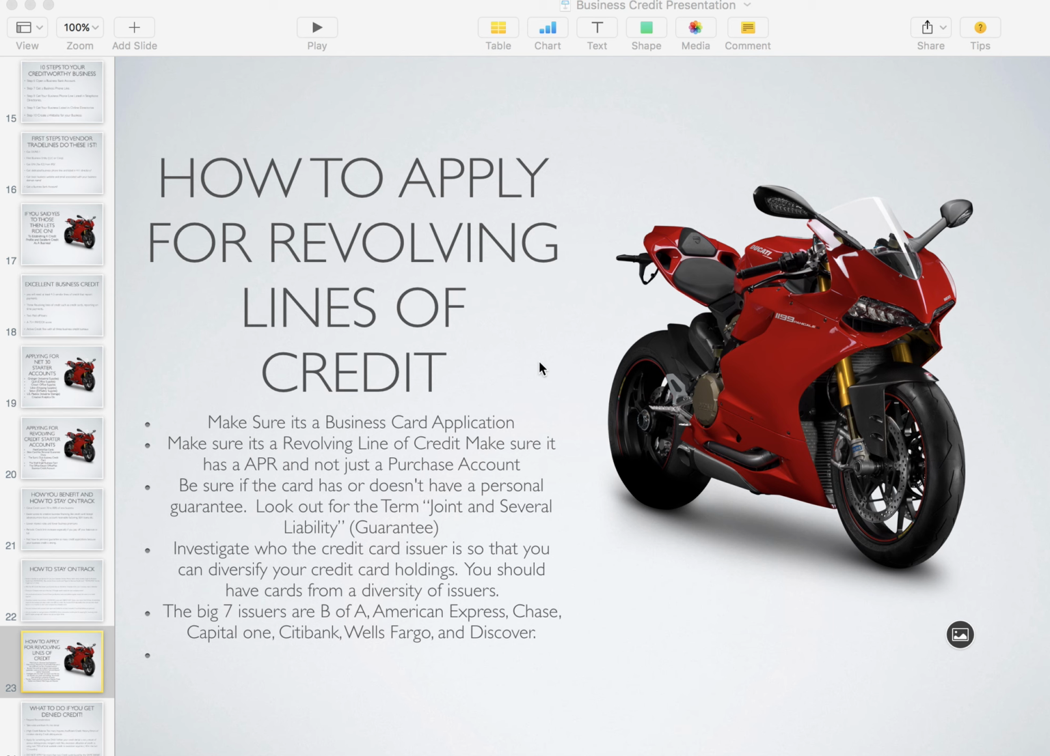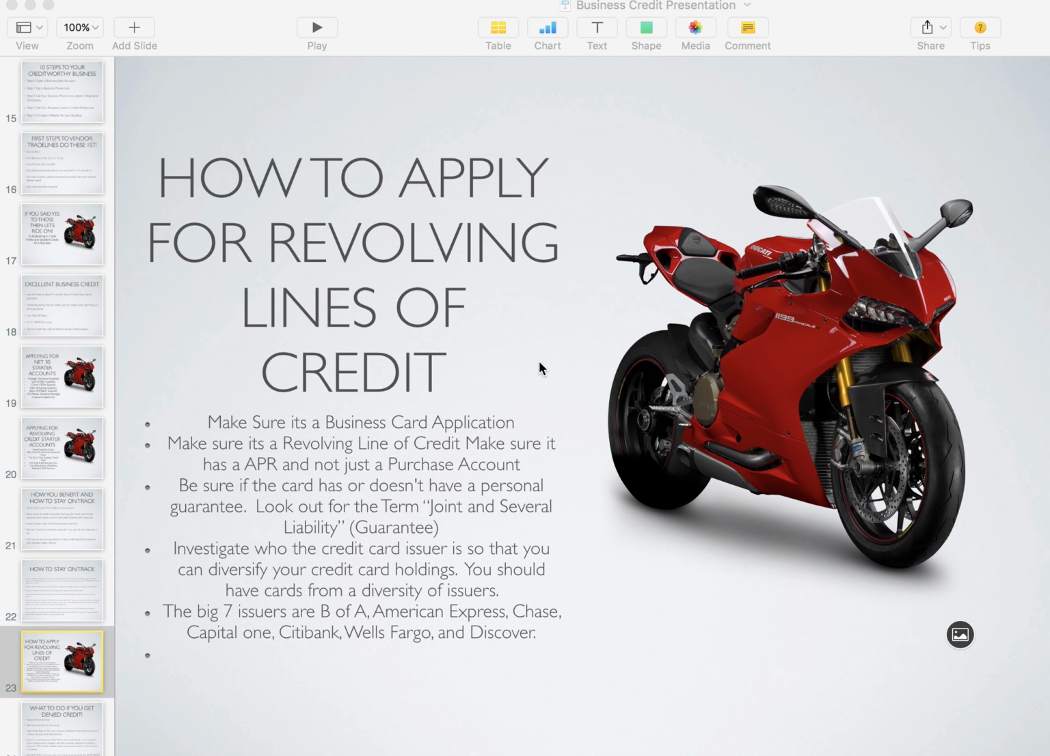And to be sure, it doesn't have a personal guarantor or guarantee. You want to look for different words in the contract of the credit card. If they say something like this is joint and several liability, that means that there is a guarantee that needs to be on this credit card. Not to say that it's not okay if you have to have one, but just be on the lookout, because you may be looking for one that doesn't require a guarantee.